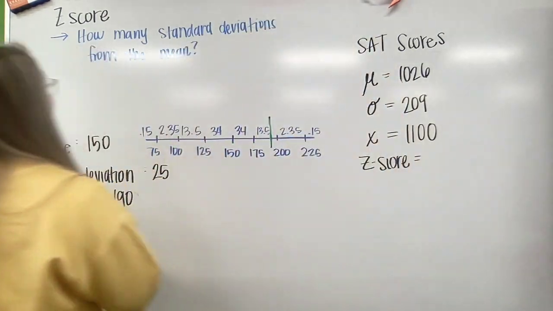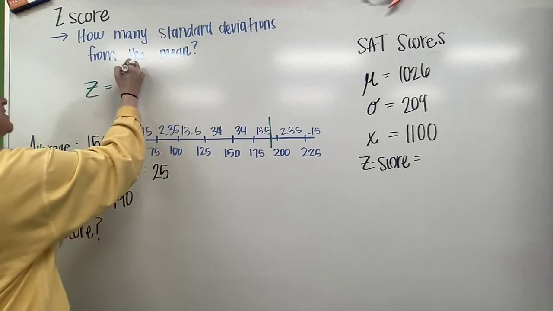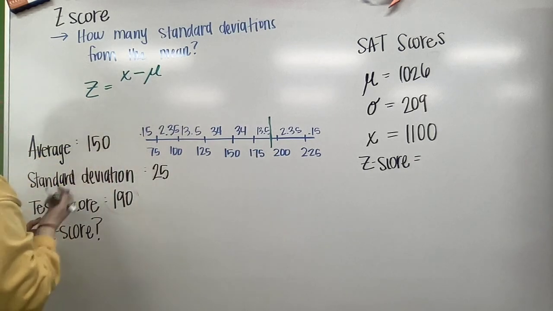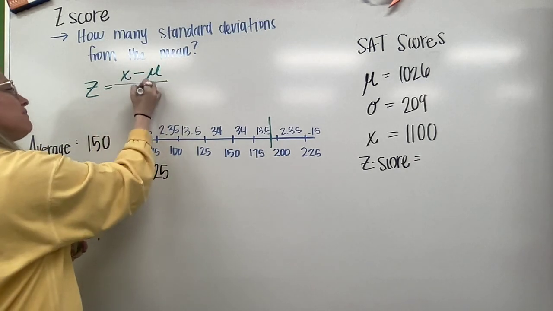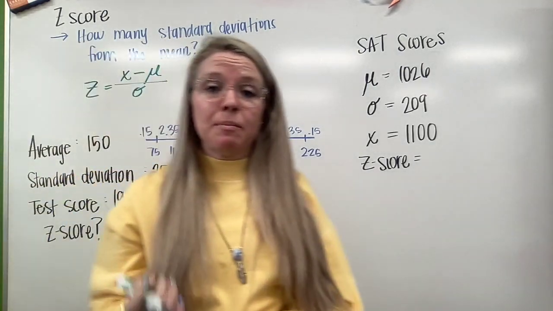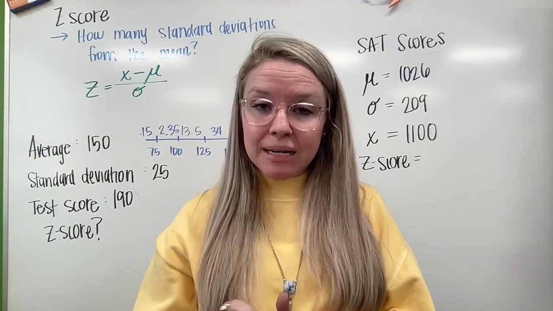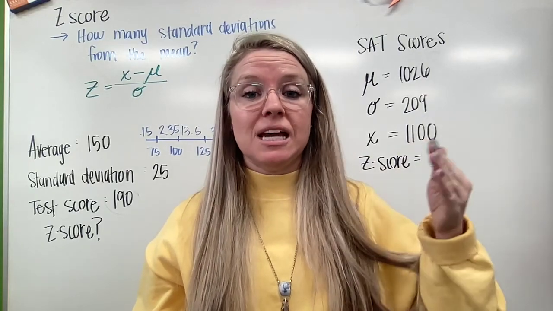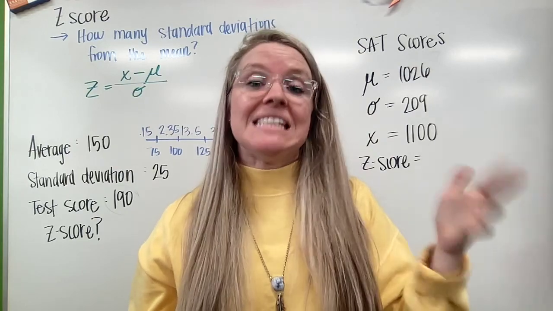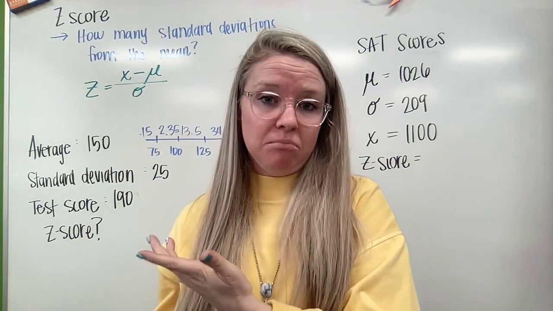Okay? Our formula for our z-score is going to be, we're going to take our data point minus our average or our mean and divide that by our standard deviation. And that is going to give me my z-score. When my z-score comes out as a positive number, that means that I'm going to be so many standard deviations above the mean. And if my z-score is negative, I'm going to be so many below the mean.